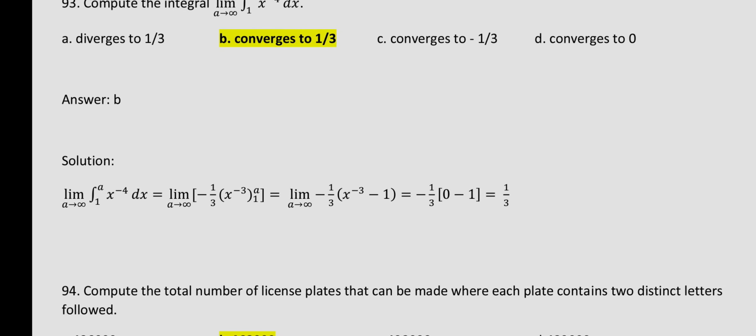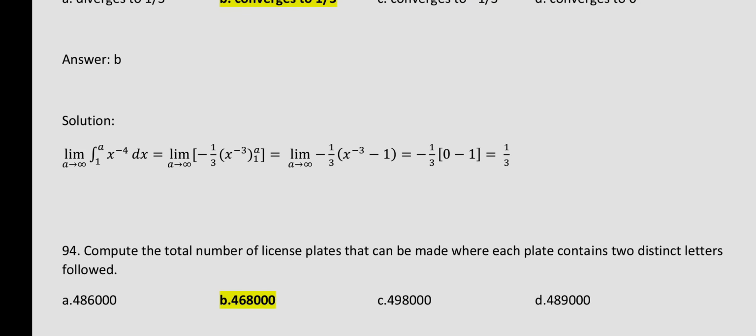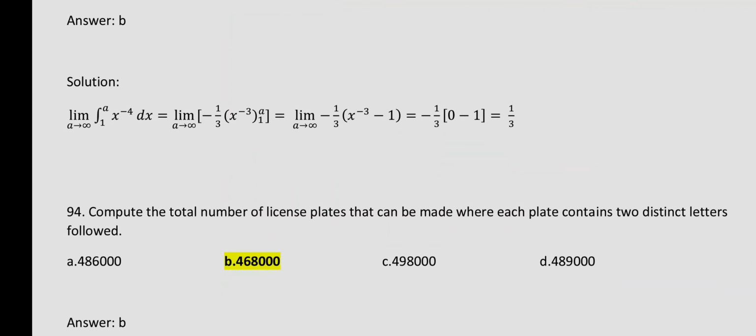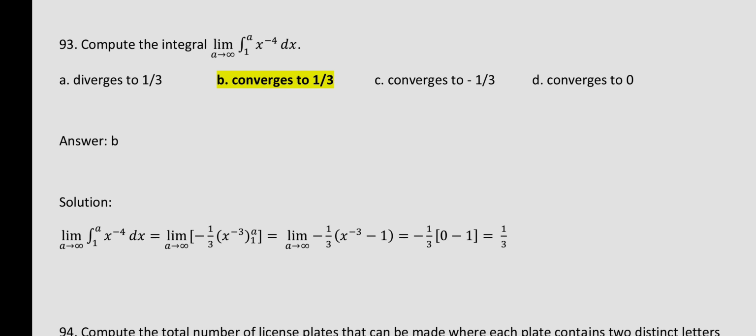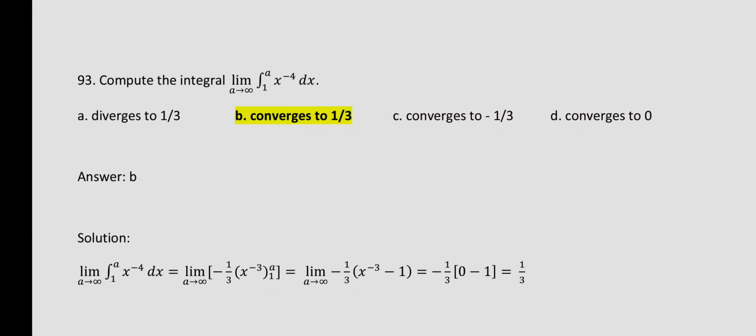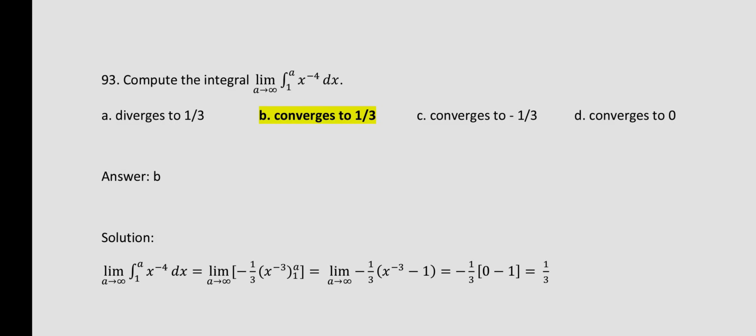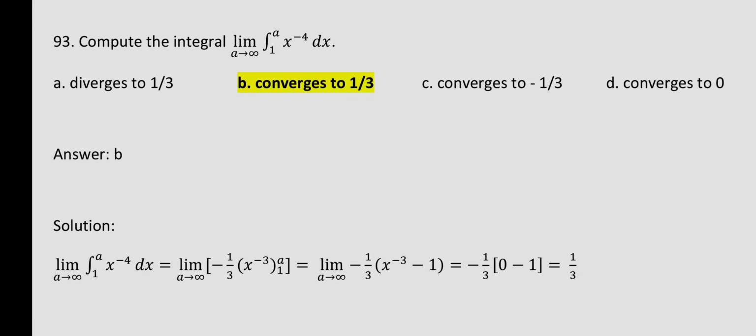Solution: the limit as a approaches infinity of the integral from 1 to a of x raised to negative 4 dx equals the limit as a approaches infinity of negative 1/3 times x raised to negative 3, evaluated from 1 to a, which equals the limit of negative 1/3 times the quantity x raised to negative 3 minus 1, equals negative 1/3 times 0 minus 1, and you get 1/3. So the answer is converges to 1/3. Just memorize that question. The answer is letter B, converges to 1/3.